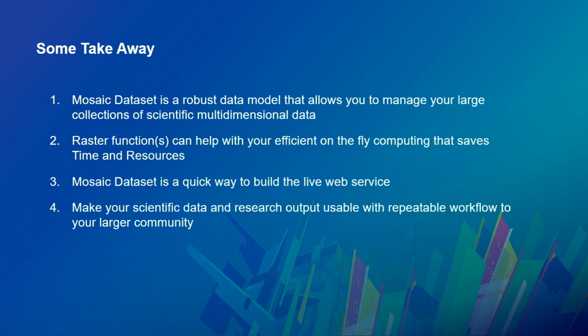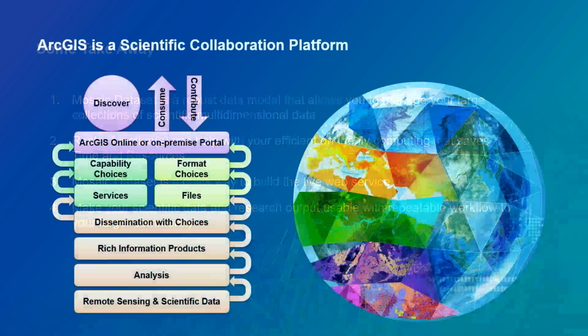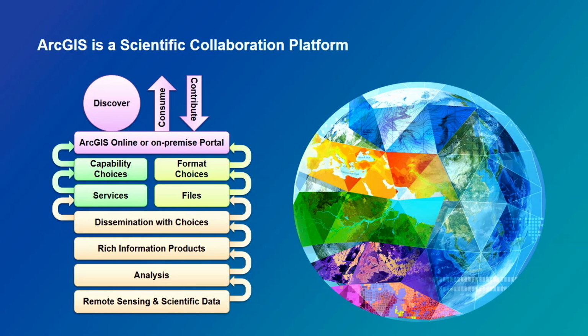Mosaic Dataset is a very quick way to publish data, right? You can actually create a live web service out of it very quickly. She will show you how to do that. And then, if you have a usable and repeatable workflow, you can share that with a larger community through Mosaic Dataset by publishing it. So the point here is that ArcGIS is a scientific collaboration platform.